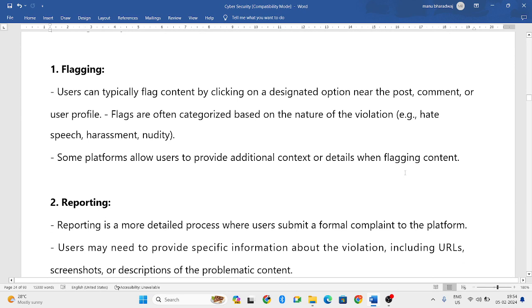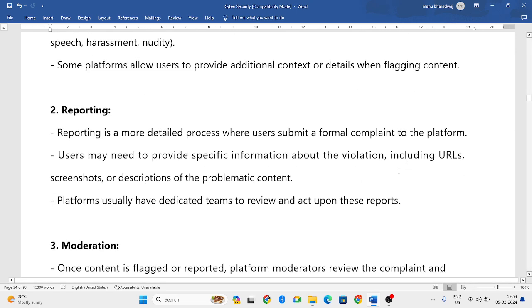First one is flagging. When certain posts come up, you will have an option to flag that post. There will be a button. Suppose you hate any of the content or any speech, or you feel that a particular speech is harassing you, you can just flag that particular content on that social media platform. So that is the flagging option.